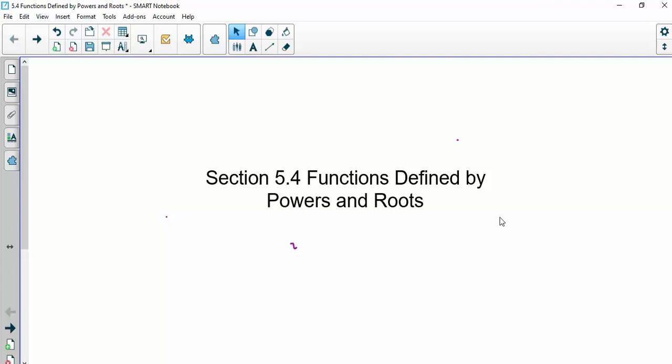So, when I talk about a power, what is that? The exponent. Yep. So power is an exponent. What if that power is a fraction? It's a root. Okay.